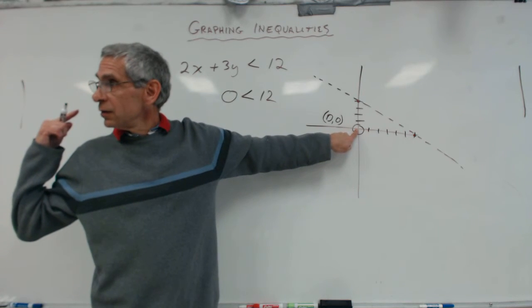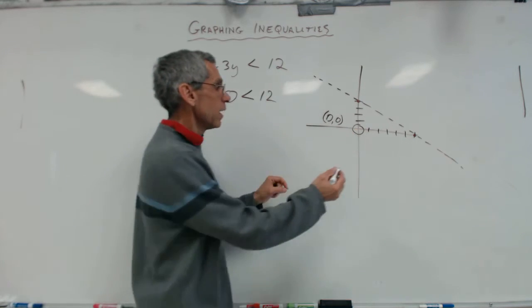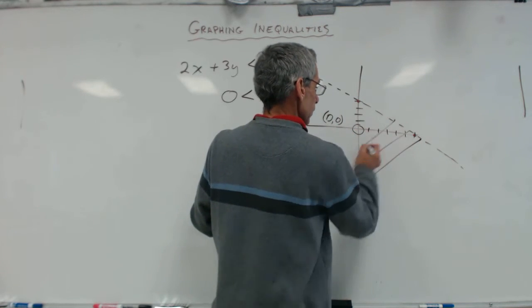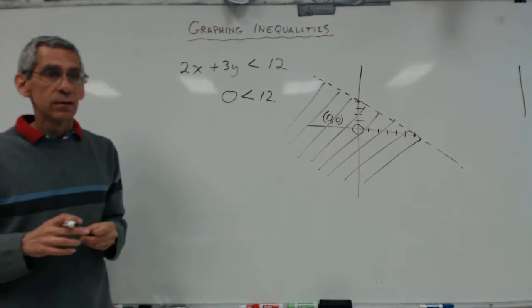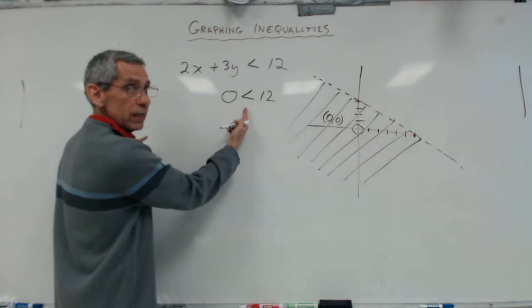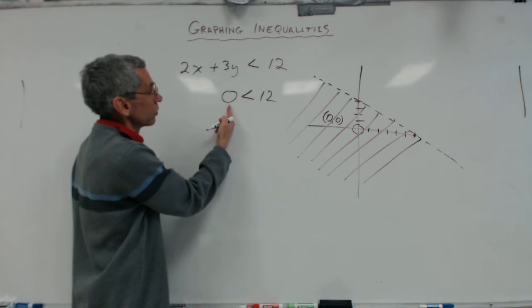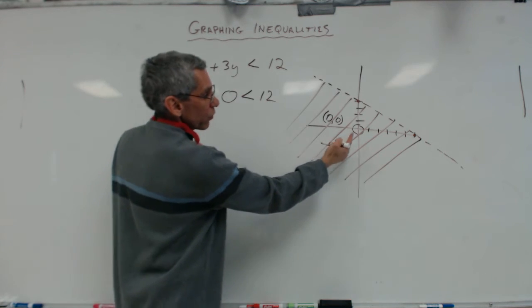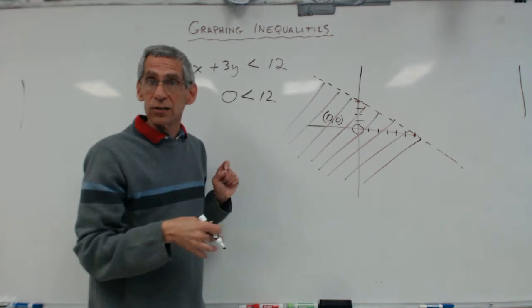Does that make sense? So you shade towards that. Now what if it was false? Then you would shade the other way. Because we just proved that 0, 0 is true, because 0 is less than 12. Therefore, this is a solution. Therefore, everything on that side of this line is a solution.